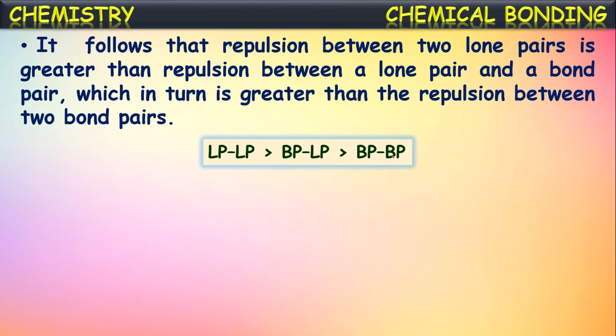So based upon this, the shape of the molecule can be predicted. Lone pairs on the central atom take up more space, and they repel the remaining pairs of electrons more.